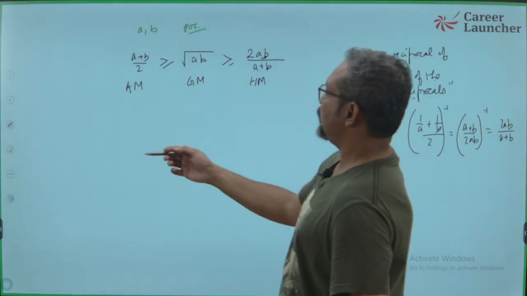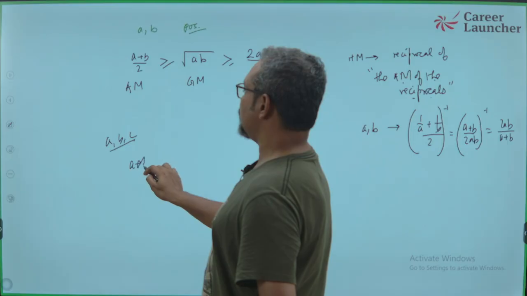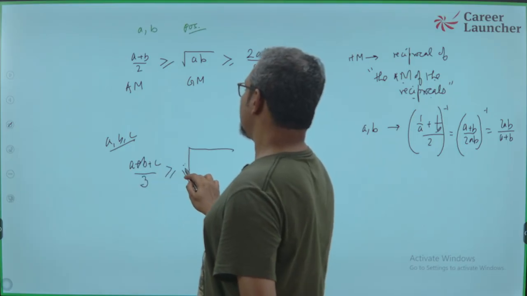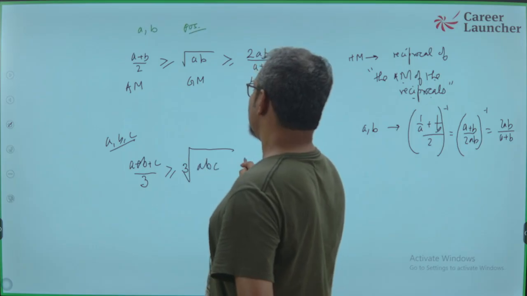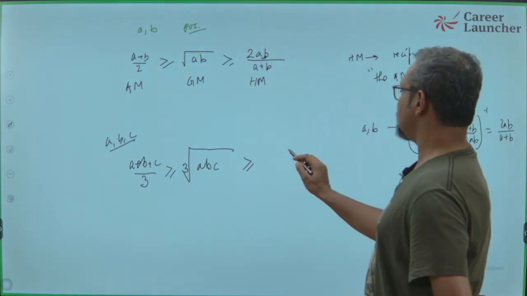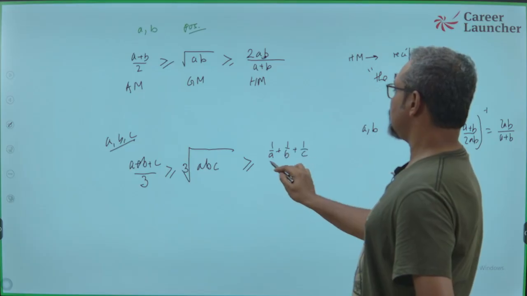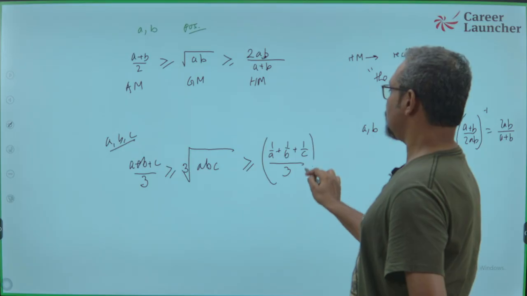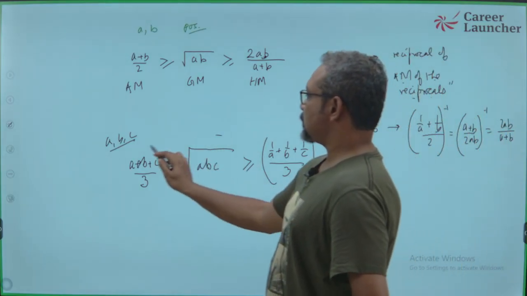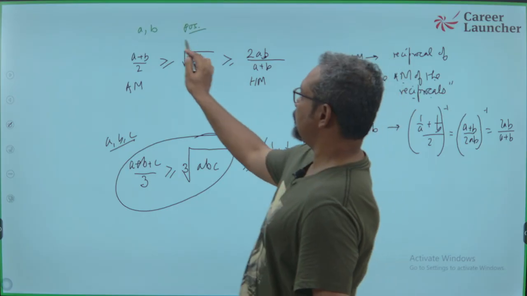Now if I have three numbers a, b, c, then in the same way we will continue: (a plus b plus c) by 3. This time it will be the cube root of abc, and instead of generalizing the form here, we are just going to write it like this: ((1 over a plus 1 over b plus 1 over c) by 3) whole to the power minus 1, and this continues. The more important ones are these two, okay, the arithmetic and the geometric mean cases.